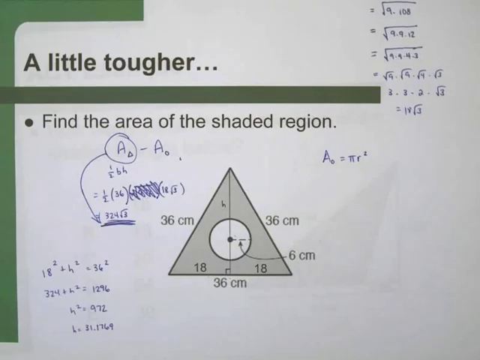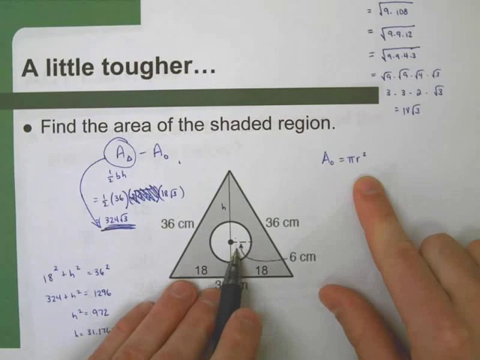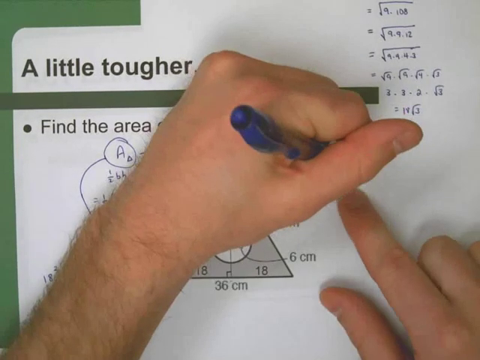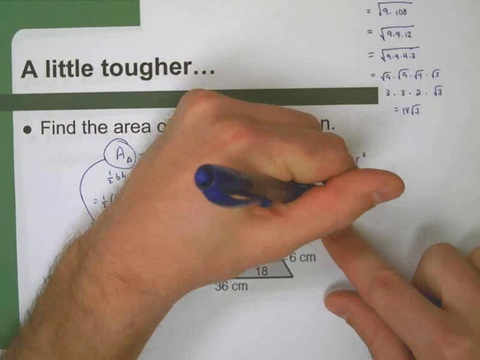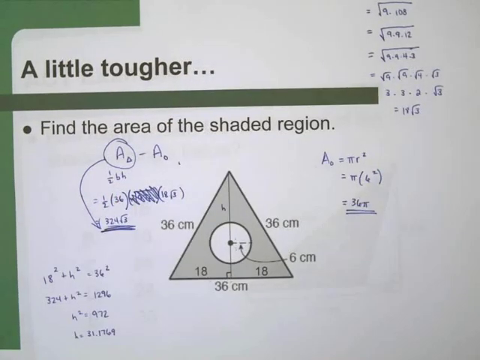Sorry about the messiness here. I should have planned this out where I was going to write stuff first. Area of a circle is pi r squared. It looks like the radius is 6 centimeters. So that's pi times 6 squared, which is just 36 pi, right?